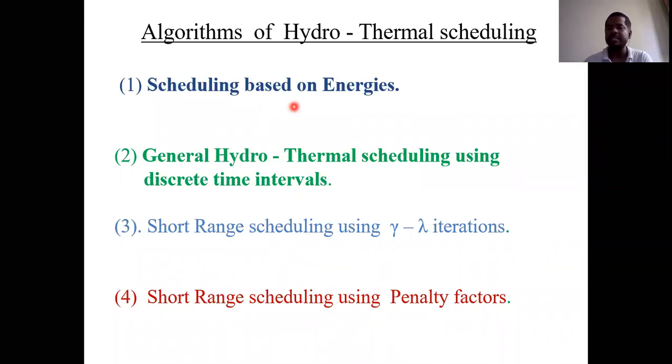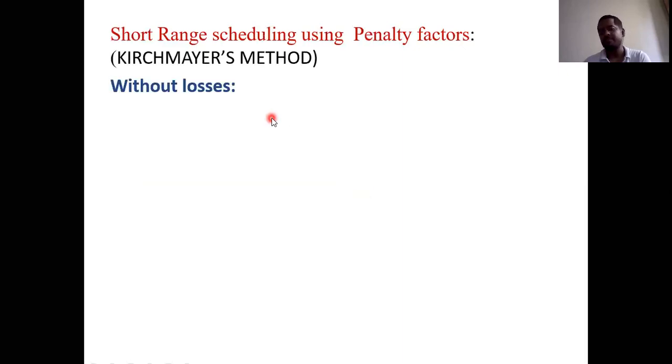The reason is that one time it was asked in your previous PSUs. So that's why I covered the first algorithm, that is scheduling based on energies. And coming to your university curriculum, it is enough to prepare only the second algorithm. No need to prepare the first, third, and fourth algorithms. But sometimes in your university exams, they ask 2 mark questions based upon the penalty factor method. So that's why I'm giving an overview of the penalty factor.